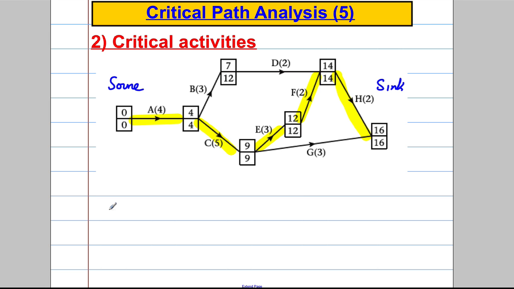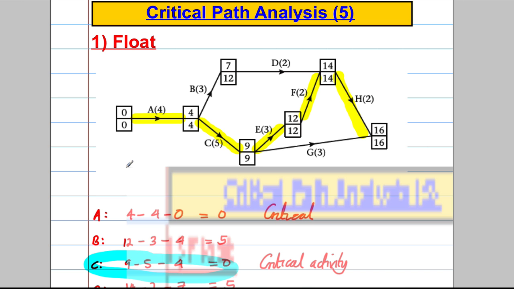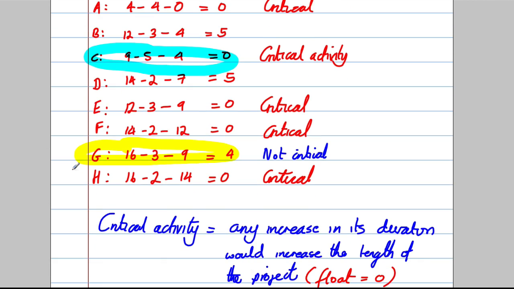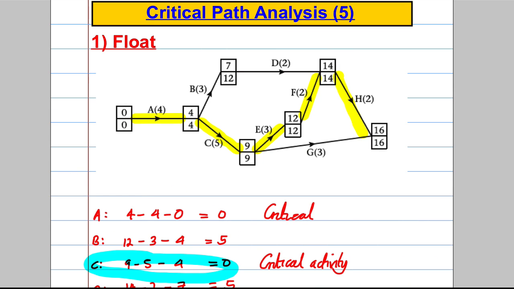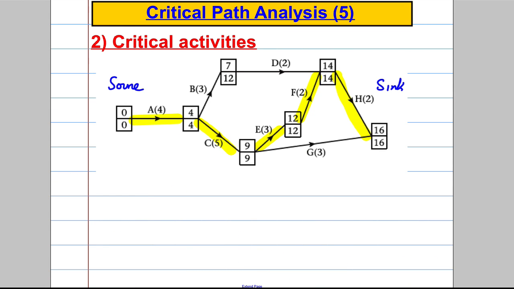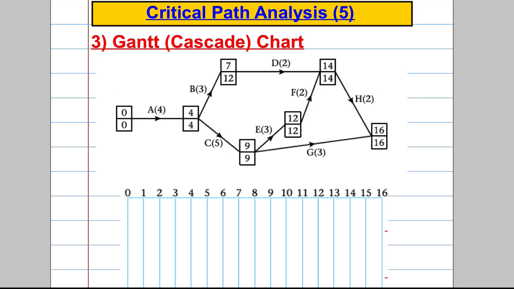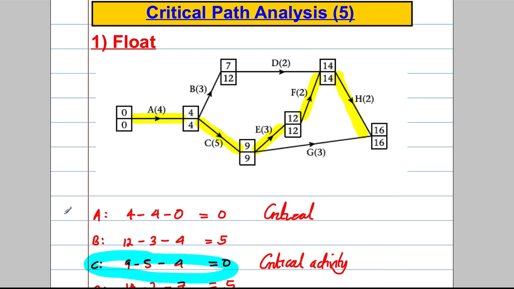Okay, so I've done everything on this slide: what a float was and what a critical activity was, and I've just briefly gone over critical activities there. The last thing we need to do is draw what's called a Gantt or Cascade chart from this. So we look back at our original working here, and we identified the critical activities as A, C, E, F and H. And we're going to use that on our diagram here.